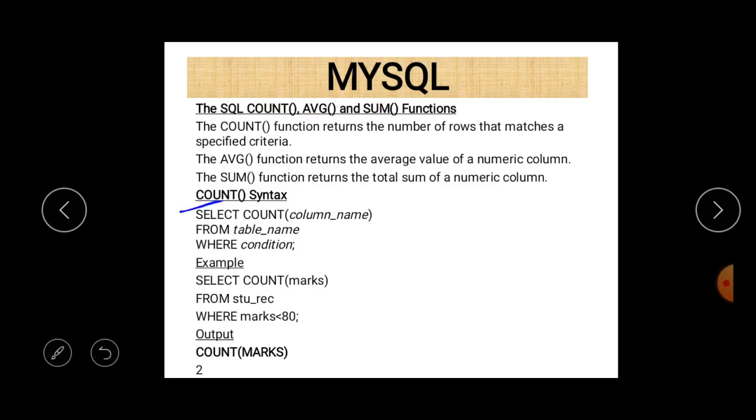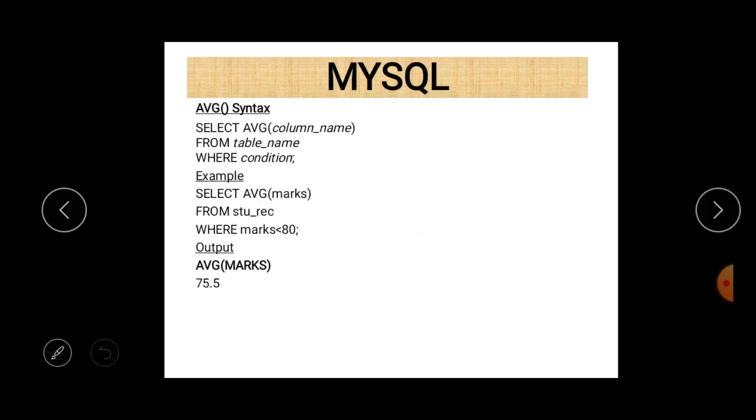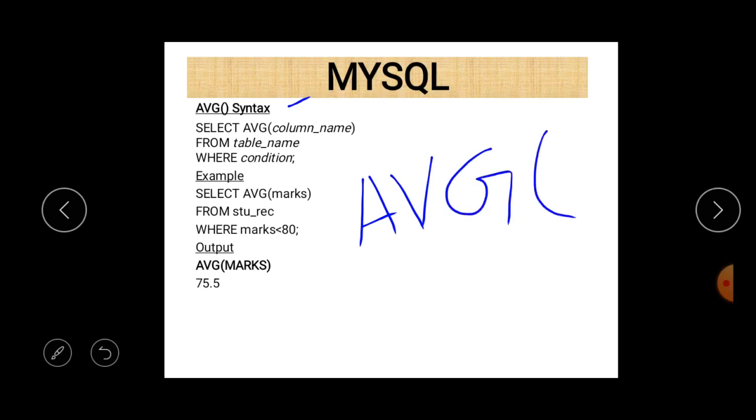Then if you want to find out the total number of records, use COUNT, and within parentheses write the parameter value, the column name, and then again FROM table_name, and the WHERE condition is the same as in the previous case. So if you want to find out the total number of marks, you can write SELECT COUNT(marks) FROM stu_rec WHERE marks < 80, and now the count of marks is 2 here. Similarly, AVG means average, so for that purpose you can write AVG in place of COUNT to find out the average marks here.